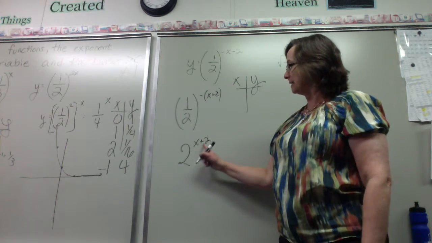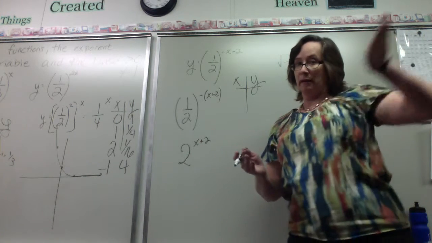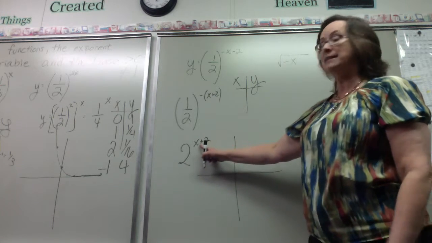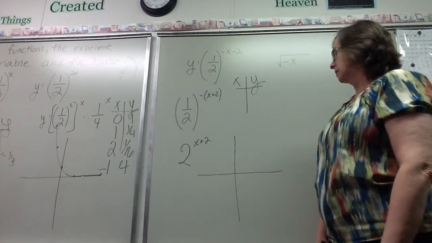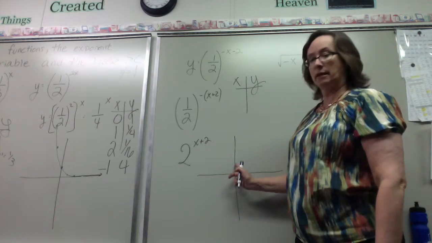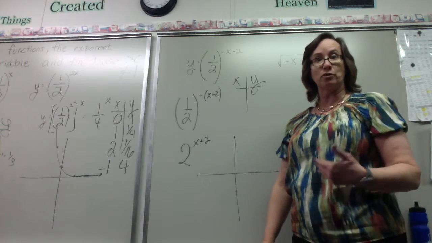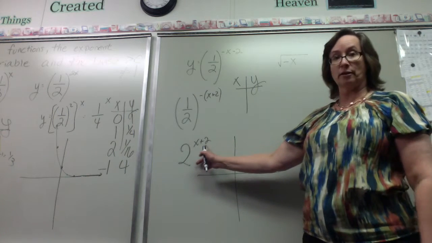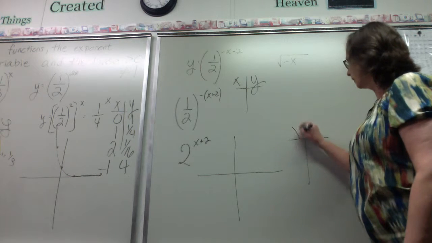And when I look at that, I say, oh, this one is a 2 base, so that should be increasing as it goes to the right. And this is a translation. It should be going 2 steps to the left. So I'm not going to expect my function to cross at 0, 1 anymore. That classic point is going to go away because this thing is being translated or shifted over 2 steps to the left. All right, so let's check and see if what I'm saying holds water.